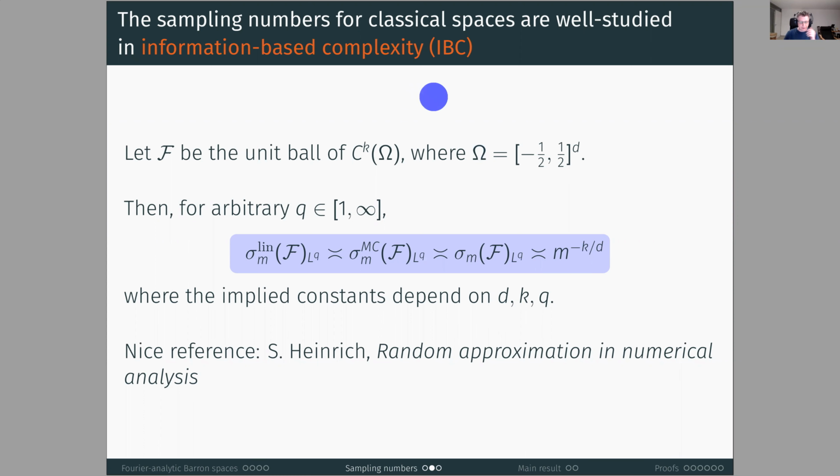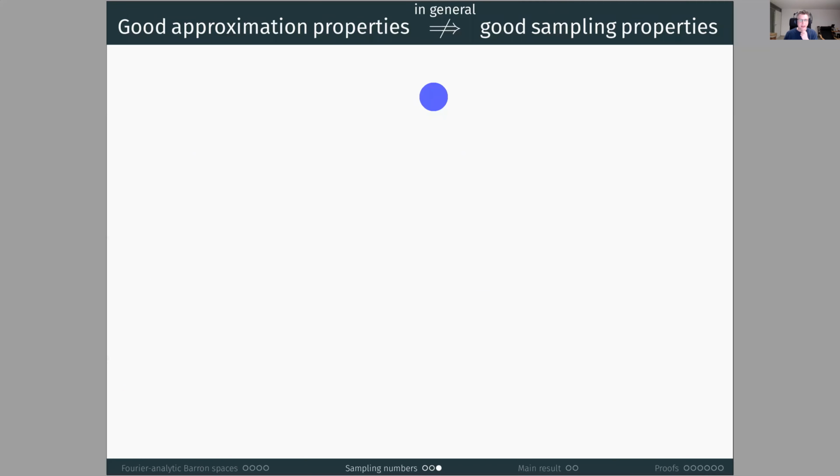And on the next slide, I just want to show you a warning that in general, there's a difference. I mean, we are always talking about a function class, like the unit ball of C^k. And if you have such a function class, you can also ask, how well can I approximate functions in there by polynomials of degree n or by neural networks or whatever? And in general, it is not true that if you can approximate the functions in the class very well, this implies that you can sample or recover the functions by sampling very well.